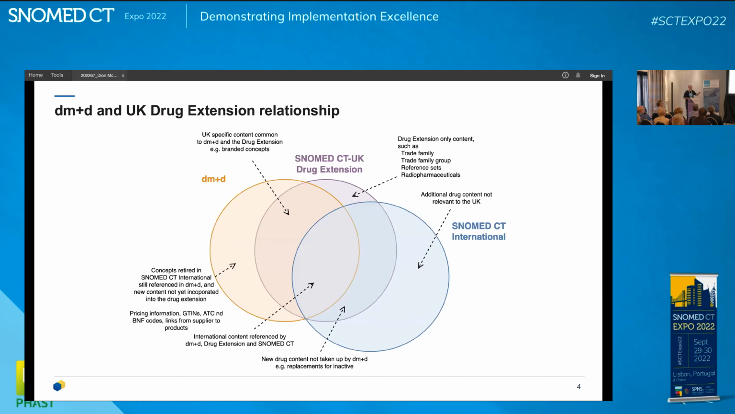This is an indication of the state of play of dm+d, the UK drug extension and SNOMED. They're overlapping, or heavily overlapping. This isn't to scale of the overlap, but it's meant to indicate that there is content that's unique to the drug extension that isn't in SNOMED CT International, but it's also not in dm+d. So that's why it's not possible to generate the UK drug extension from dm+d at the moment. We won't go into all of the gory details of all the various bits of it. Unfortunately, we don't have time.